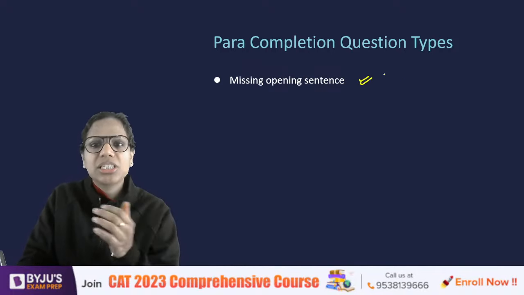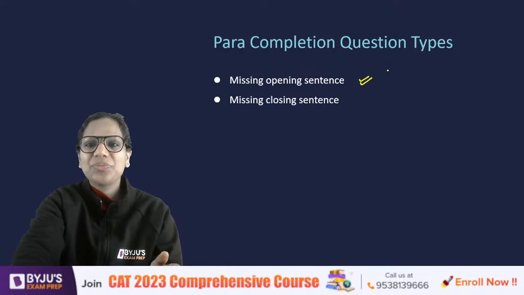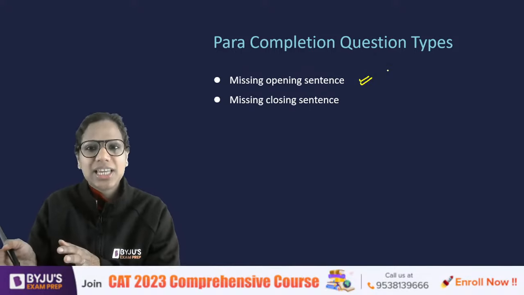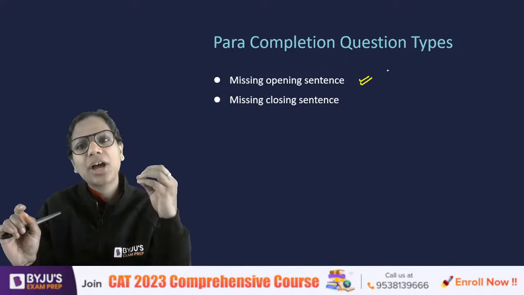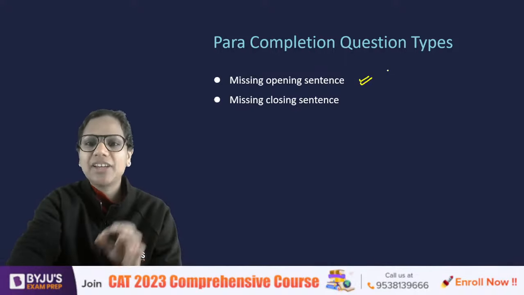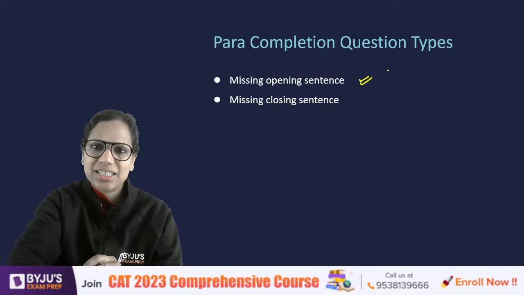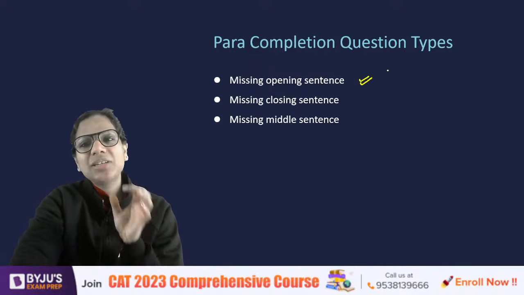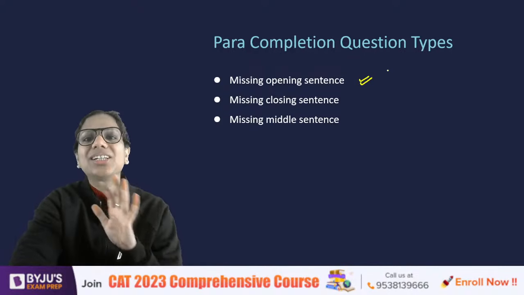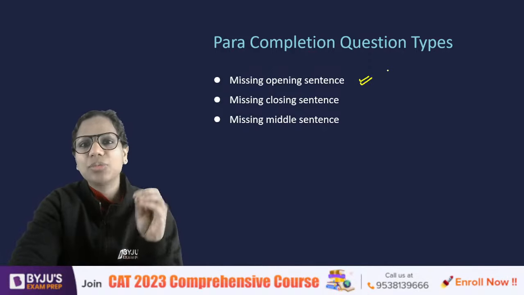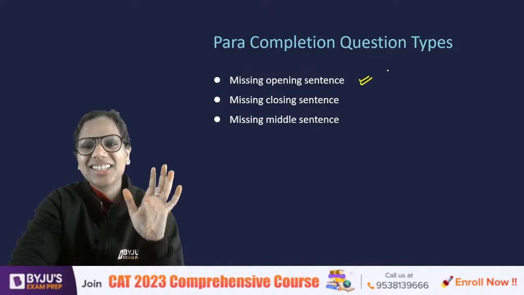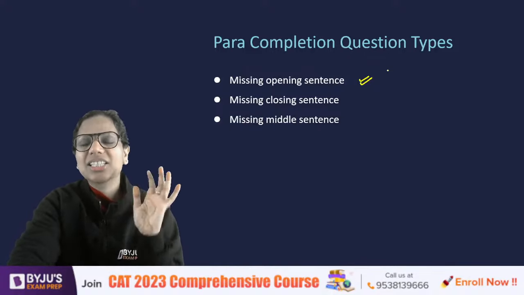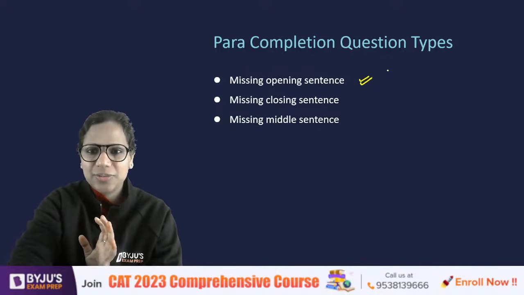So it's the missing opening sentence. Then the missing closing sentence, wherein everything else is given, just the last sentence is missing. You have to complete the paragraph by plugging in that last sentence. Missing middle sentence, by middle I mean the intermediate sentence, that some sentence in between is missing. First, last, they are there in their correct place. The middle sentence is missing. You have to plug that in.